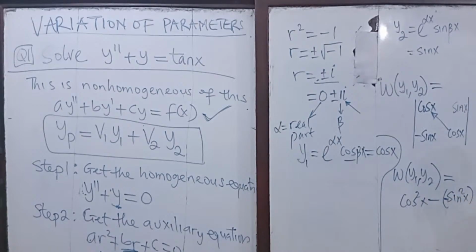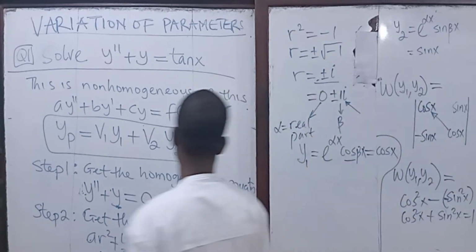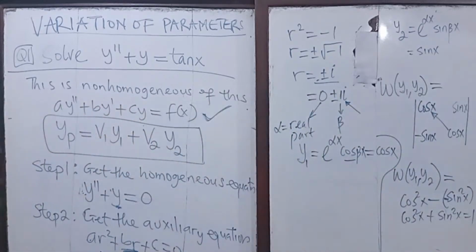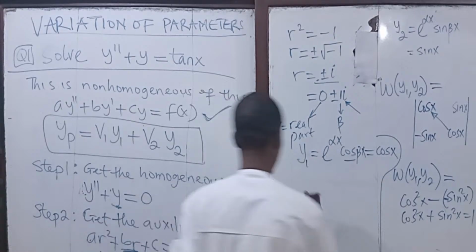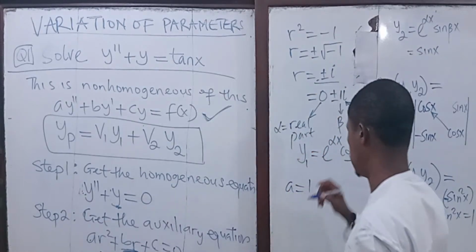So minus becomes plus. So you have cos square x plus sine square x, and that's what? That's 1 in that case. So the Wronskian for this particular differential equation is 1. And we've explained that your A is also 1, because the coefficient attached to the second derivative in this question is 1. So A is 1.